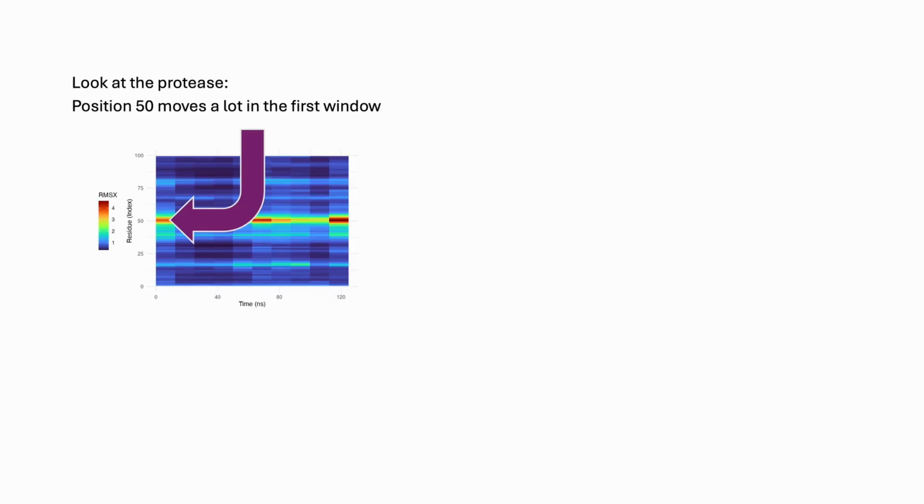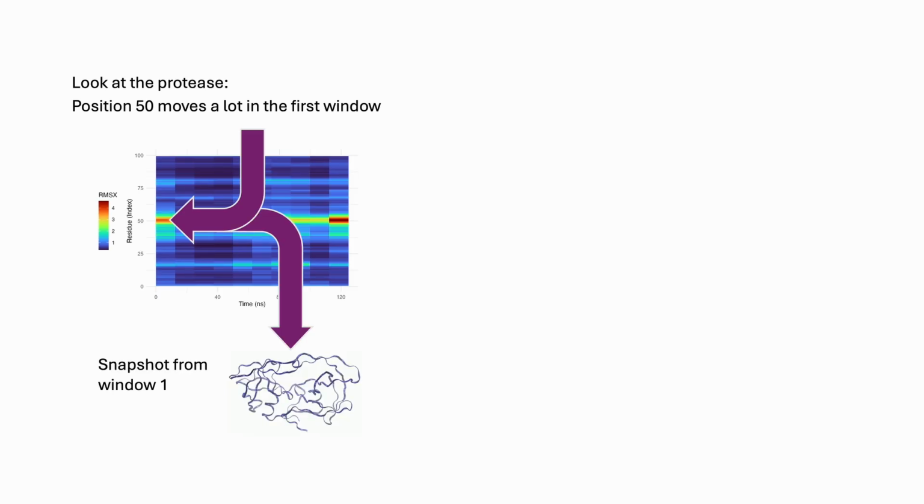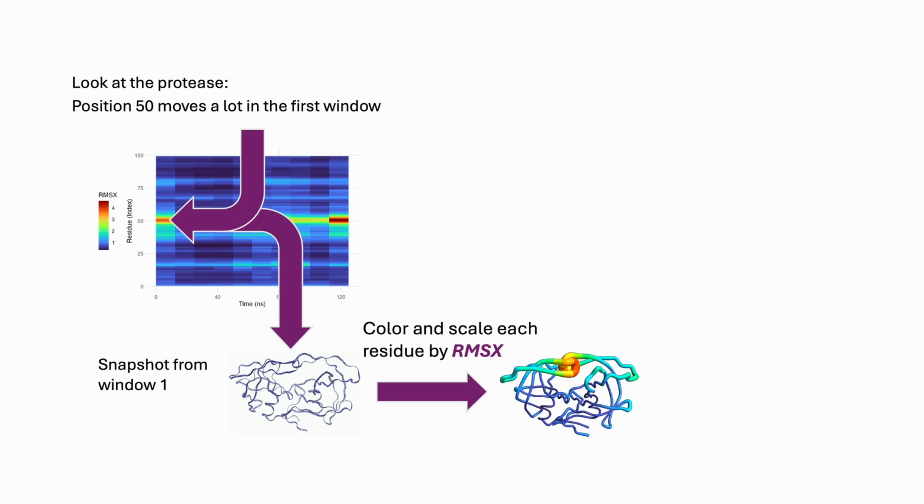Let's talk through how we could do this. First, we could take the first time window. Let's take some snapshot from window 1, maybe the last frame within this time window. Using the RMSX values we generate in our heat map, we can map those values onto each atomic position, and we can scale and color them to make it easier to see. You can see that position 50 is the protease's active site, which is useful information.